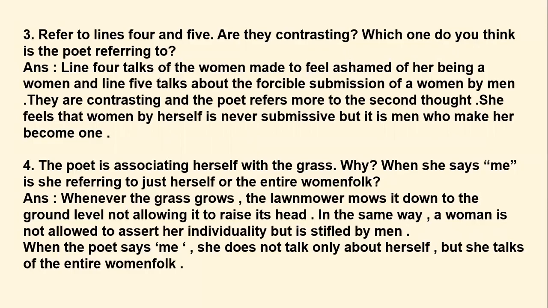And the poet refers more to the second thought, the fifth line, that is the forcible submission of a woman by men. How men are forcing women not to become independent and to be inferior to them, below them. So this is the more preferred line by the poet, and she feels that woman by herself is never submissive, but it is men who make her become one. Woman will not at all think to be inferior and be under somebody else, but she is forced to do that by the men folk. Okay, so this is the answer for this question.